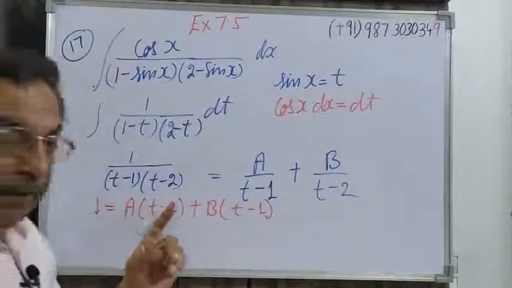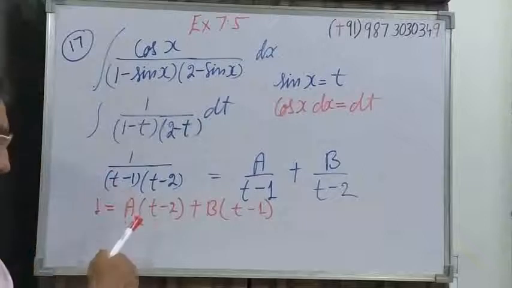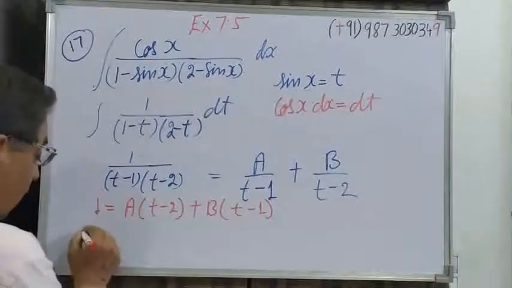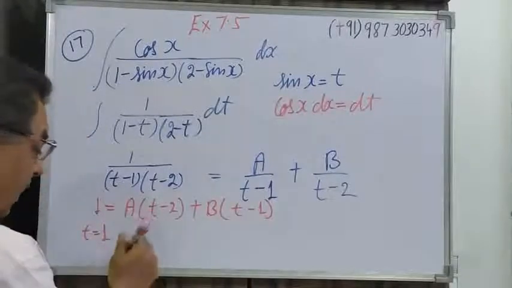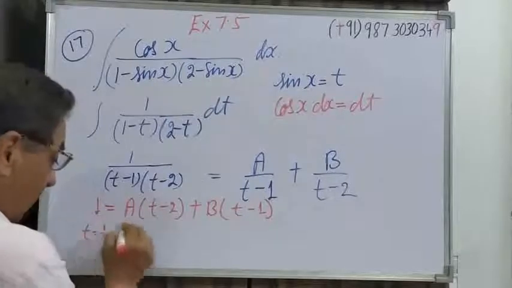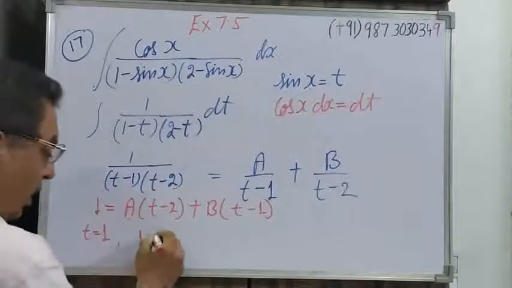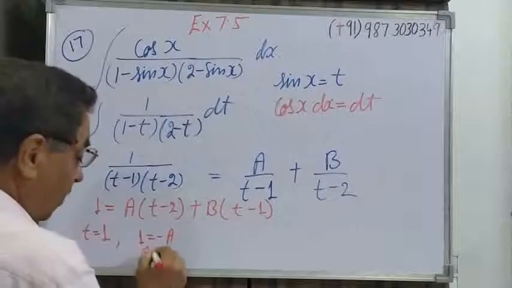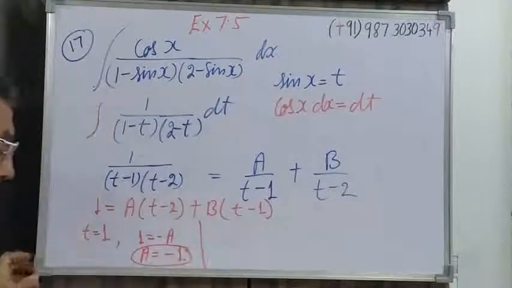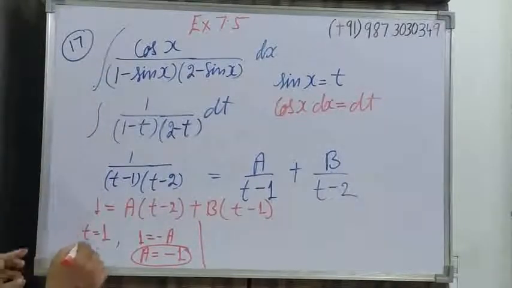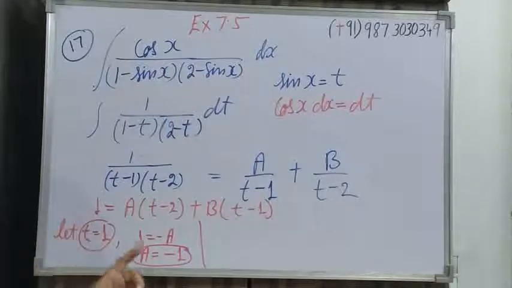Now we are supposed to get the values of A and B only. To get the value of one of them, I let t = 1. If I put t = 1, 1 - 1 is 0, so B becomes 0. Here on the left-hand side we have 1, which is equal to A times (1 - 2), so A is equal to -1. So by letting t = 1, we get A = -1.